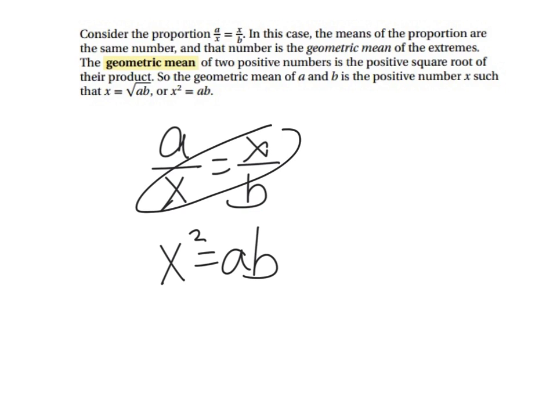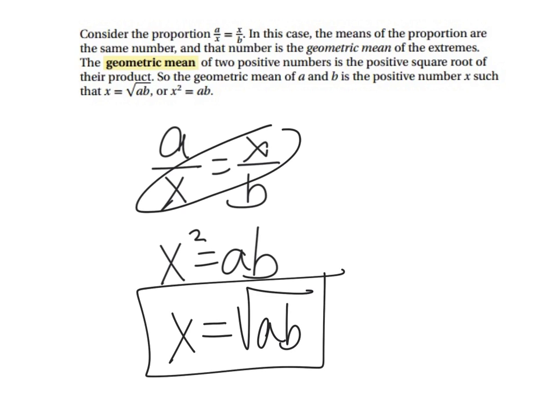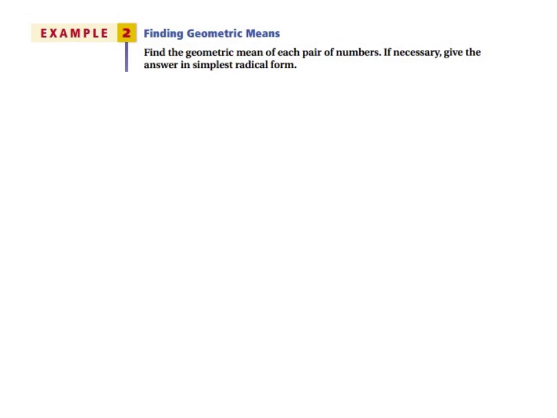So what it's saying is this. The geometric mean means you're cross multiplying. If you cross multiply, you get X squared equals AB. Therefore, if you solve this, it's only a positive root. And so it would be X equals the square root of AB. So our first example is going to be applying that geometric mean. And all we want to do is find the geometric mean.